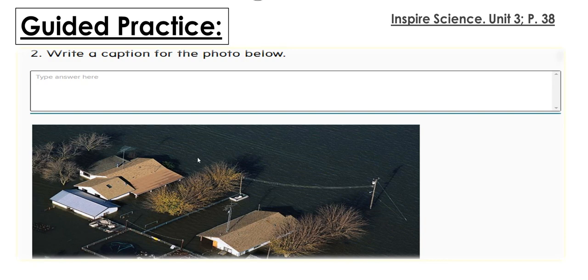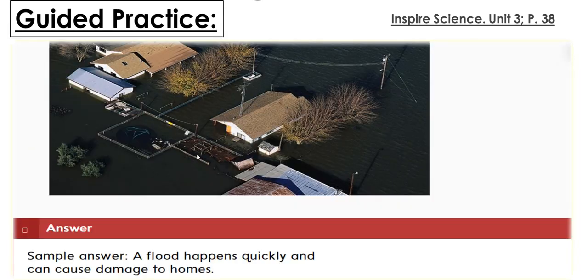So here, as a sample, I can help you with this one. A flood happens quickly and can cause damage to homes. See, these houses were damaged because of the flood. If these people see here, I can see here, maybe this was a playground. It also got destroyed from the flood. The trees. So much damage would happen from a flood.